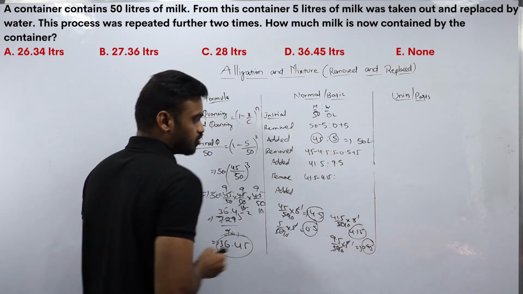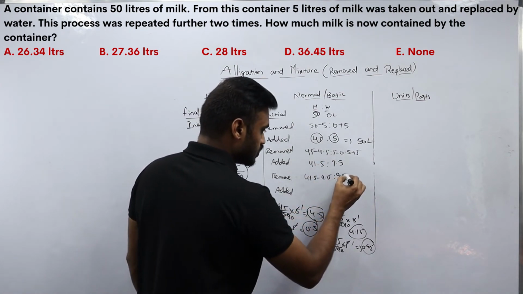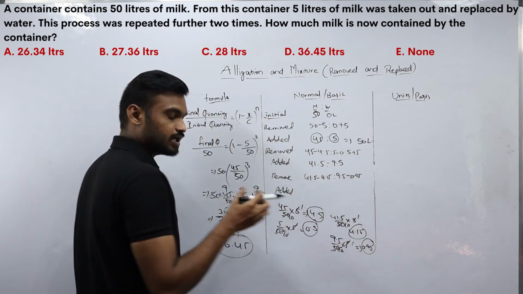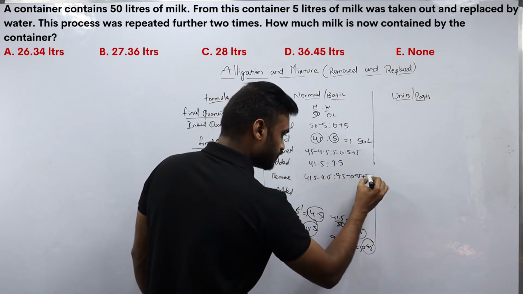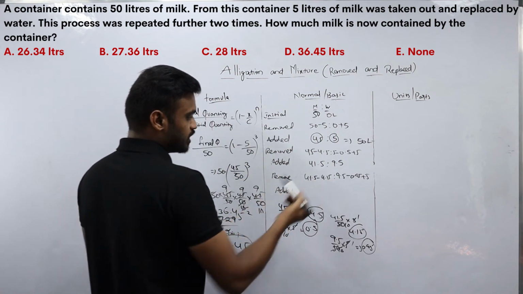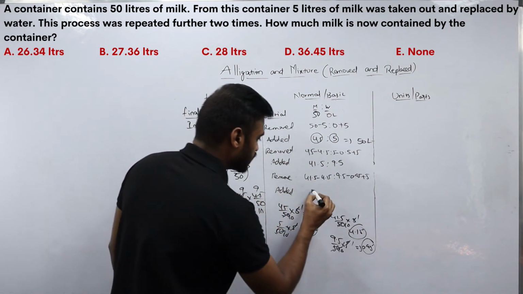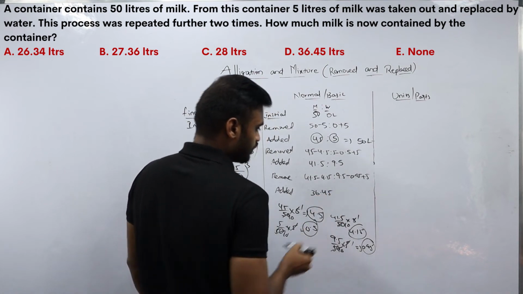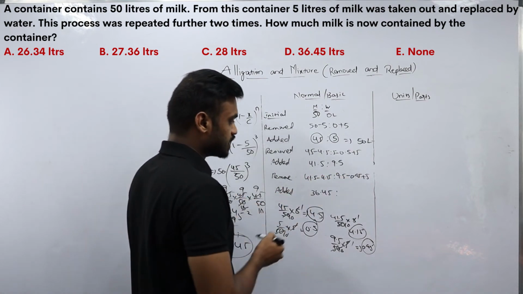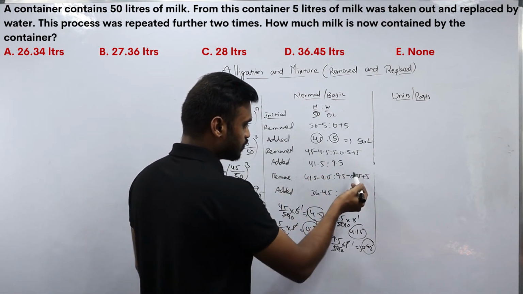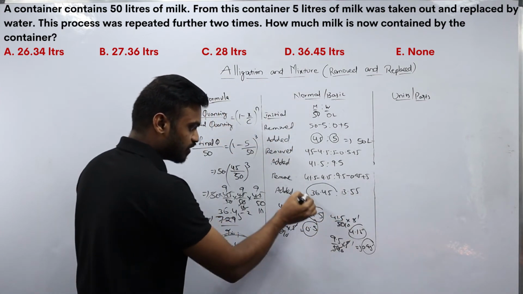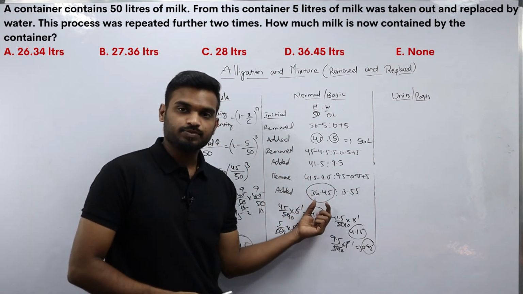4.15 is to, out of 9.5 liters we are removing 0.95. In the same way we are adding the same quantity of water, so plus 5. So we will get 41.5 minus 4.15, that is 41 minus 4 will be 37, and 36.45. So 36.45 is to 9.5 minus 0.95 plus 5, that is 9.5 plus 5, that is 14.5 minus 0.95, that is 13.55. Okay, so the final quantity of milk in the mixture is 36.45 liters.